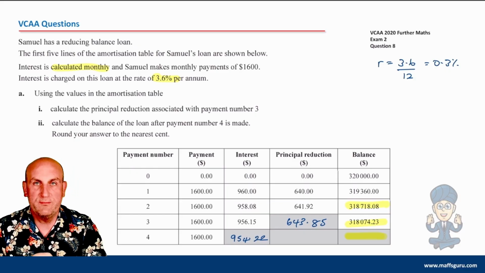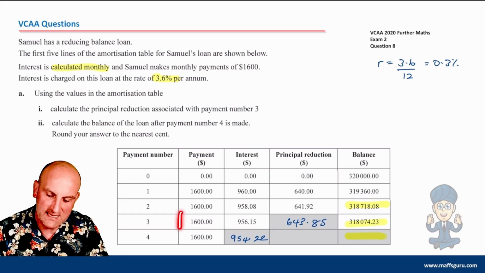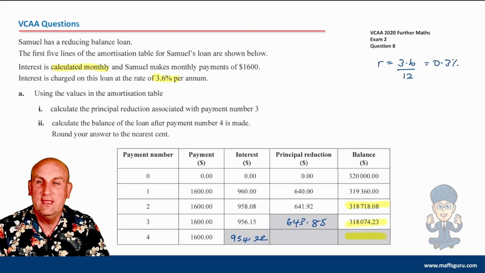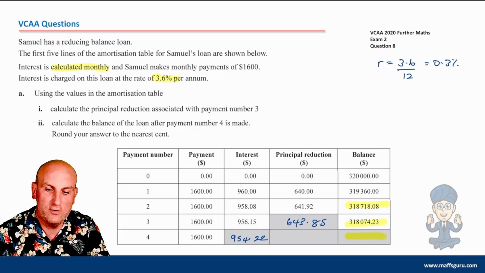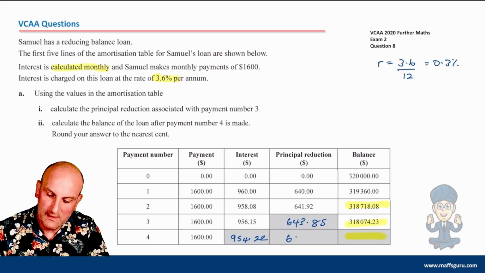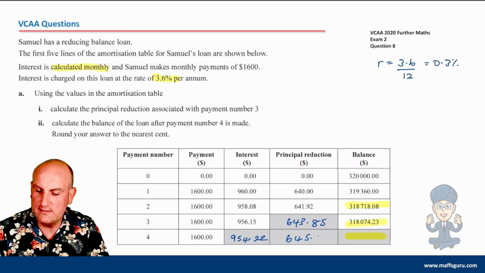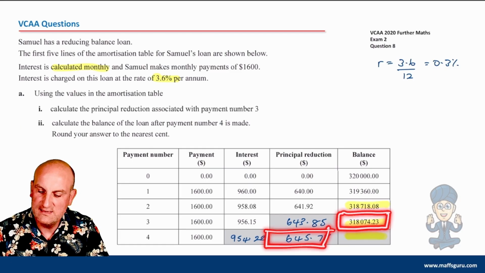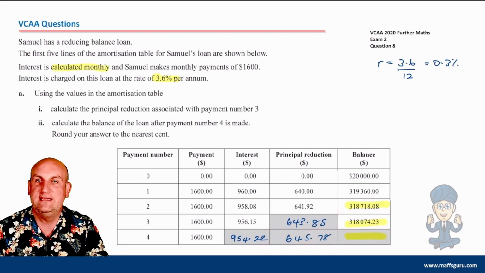It gives me $954.22. What is my principal reduction? How am I going to work that out? Well, I'm going to subtract those 2 values. Again, if you're not sure, do a test. That's why they give you these values, at least on one of the tables, so that it nudges you in the right direction. So 1,600 minus $954.22 gives me $645.78. And in this situation, I would have to do this value here minus that value there to give me what is left.